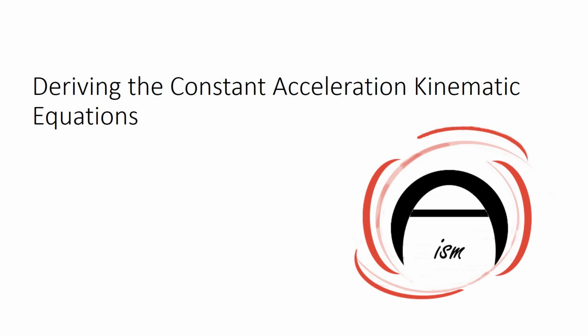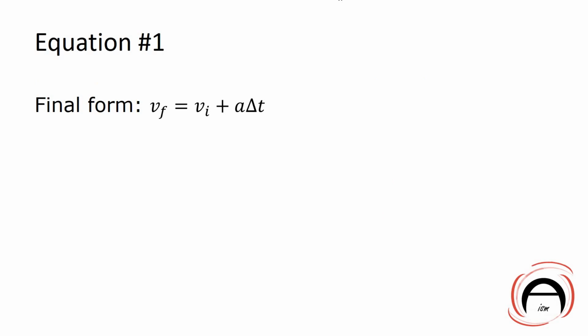My physics teacher in 11th grade, my junior year, liked to call these equations the cake equations, so I'm just going to refer to them as the cake equations. Moving on, let's derive our very first one: Vf is equal to V initial plus our acceleration times our change in time.